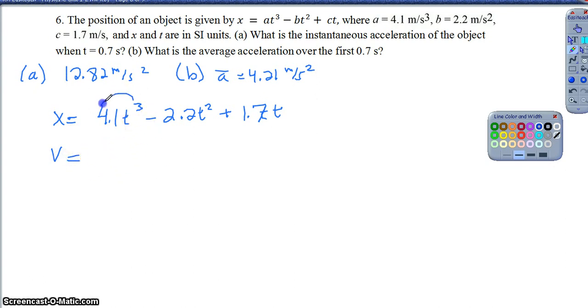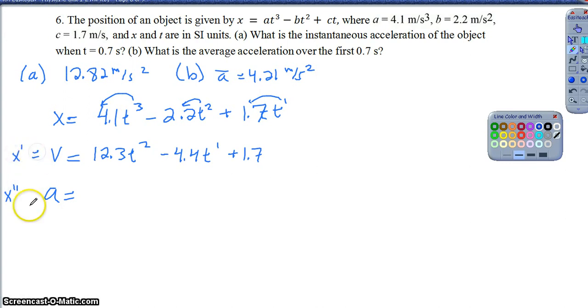So after doing the first derivative, I use the power rule, and I just bring these numbers out front, right? So I end up getting 12.3 t to the second minus 4.4 t to the first plus 1.7 times 1, so still just 1.7, and that t has gone away. So I've now got my velocity function. To find the instantaneous acceleration, I want the acceleration function, so I'm going to do this one more time. So I'm going to find the second derivative of my position. This first derivative was the velocity function. The derivative of that is my acceleration function.